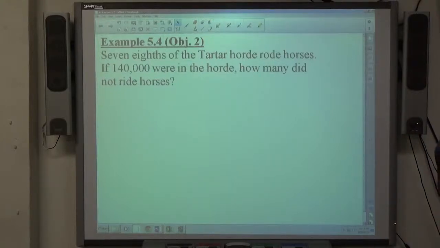All right, the final example for today. 7/8 of the Tartar horde rode horses. There were 140,000 in the horde. How many did not ride horses?